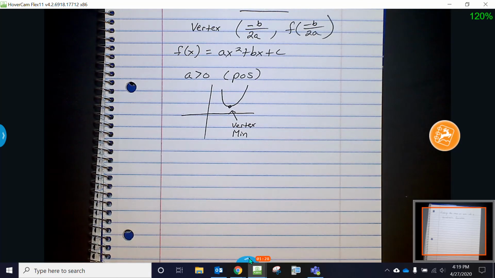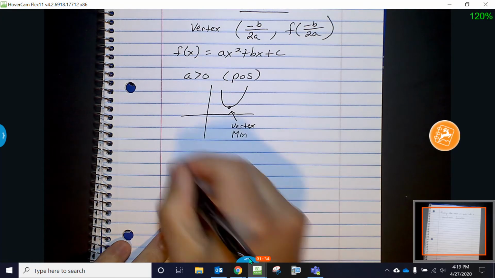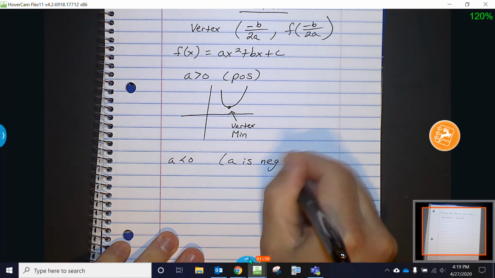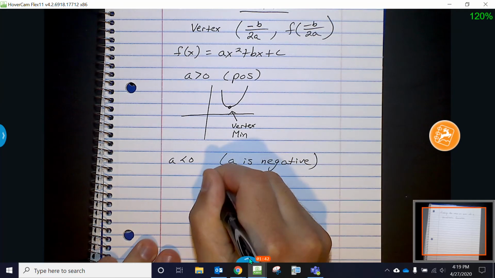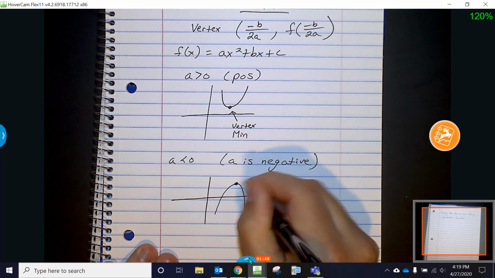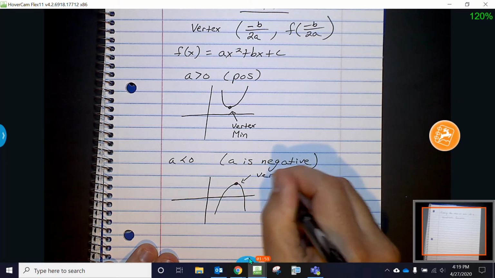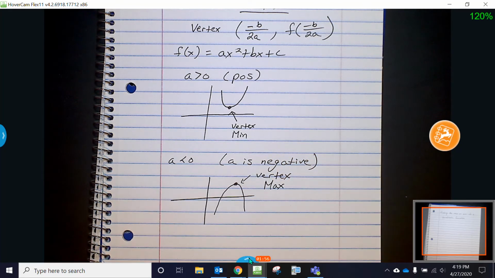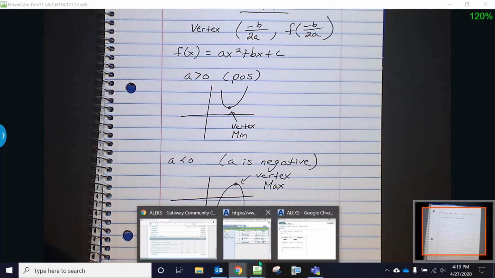Because they will give you a function, I'll show you an example in a second, where the first question they always ask you in ALEX is if it's a max or a min. If a is less than 0, a is negative, your parabola opens down, and now the vertex there is a maximum. So a is positive, opens up; a is negative, opens down. I'll show you an example in ALEX, and then I'll have you work a few problems out.